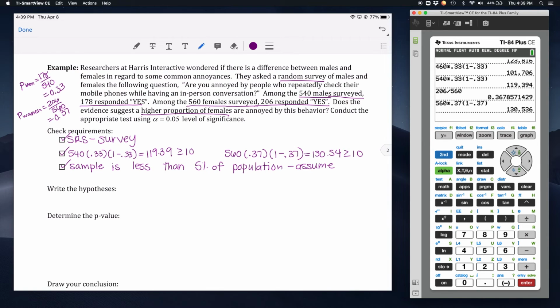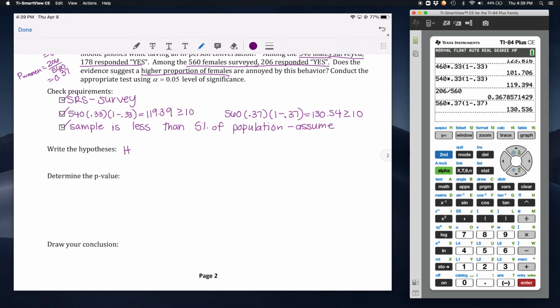Okay, so now we're gonna go ahead and write a hypothesis. So the hypothesis starts off really similar to what we did before. P, and then we usually just label it like P of men, or you can use P1 and P2, equals P of women. Our alternative though, so H1 or HA, we're going to leave P men and P women in the same spot. But we're saying a higher proportion of women. So the alligator should be eating the women.